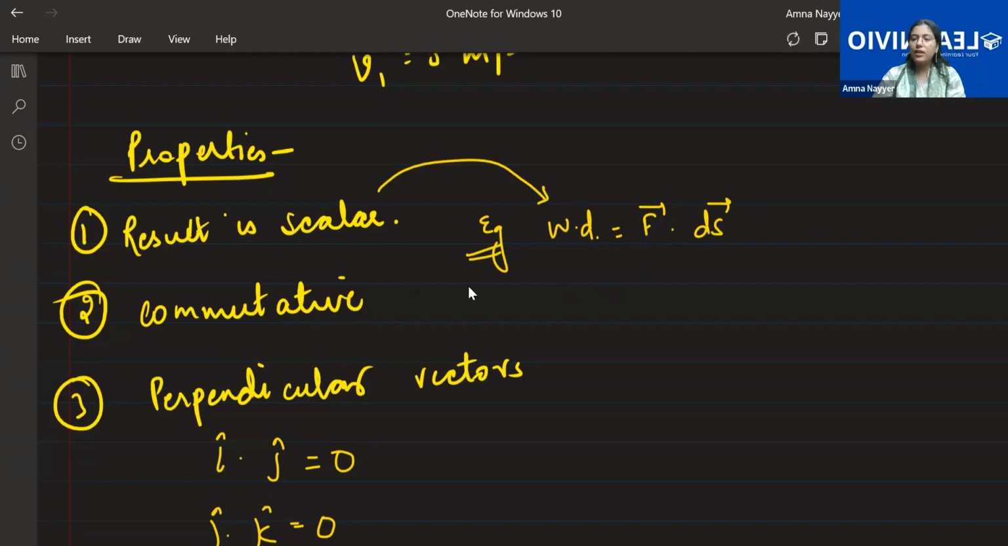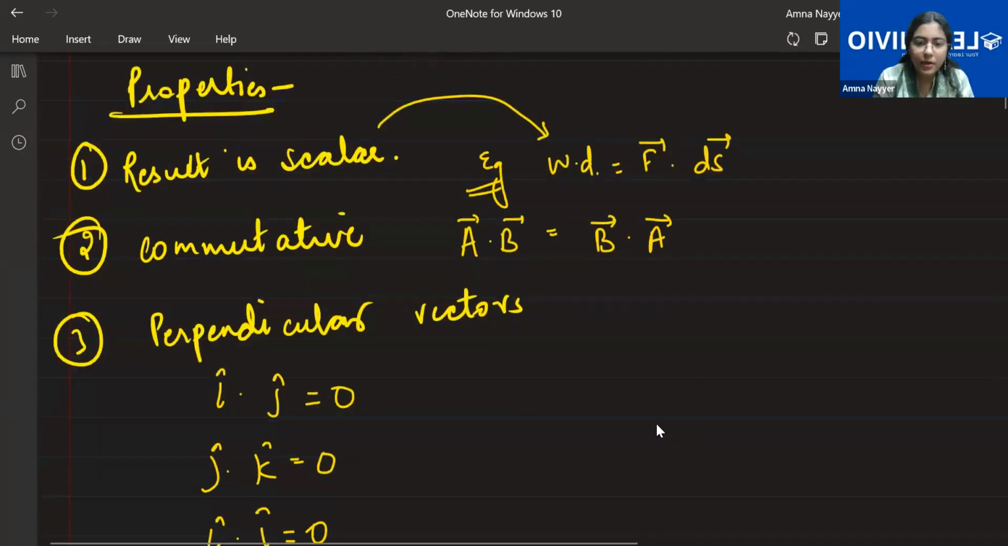It is commutative. Commutative means if I have A dot B, I can write this as B dot A. Like the commutative property is applicable in addition and multiplication, right? 3 plus 2 is 2 plus 3. I can reverse it. In multiplication also, 3 into 2 and 2 into 3. But if you have division or subtraction, you cannot reverse it. 3 minus 2 and 2 minus 3 are not the same. 3 divided by 2 and 2 divided by 3 are not the same. So this follows the commutative property.